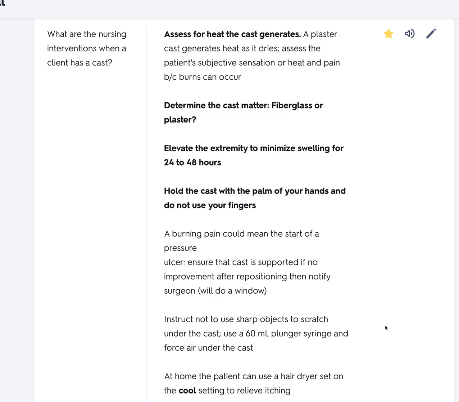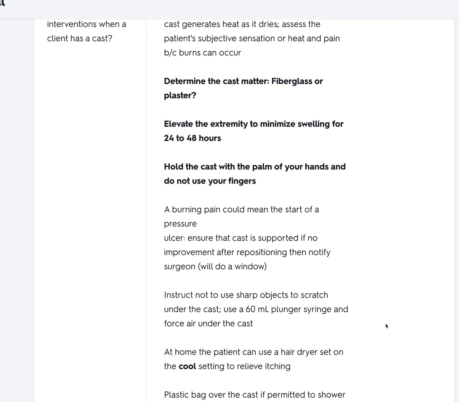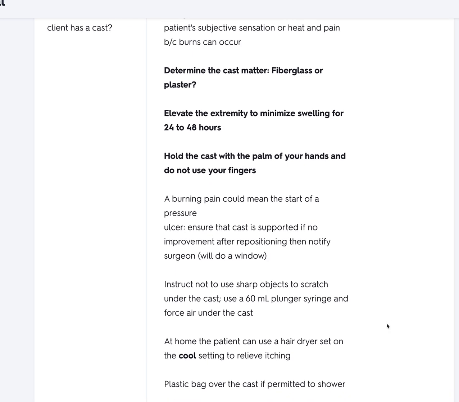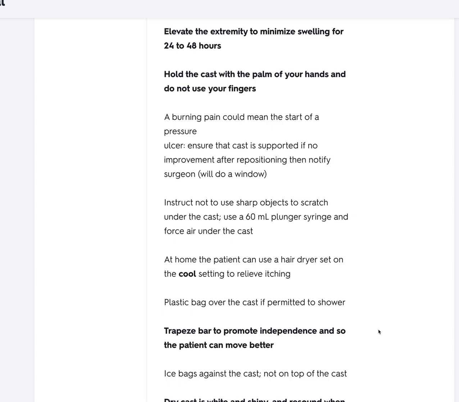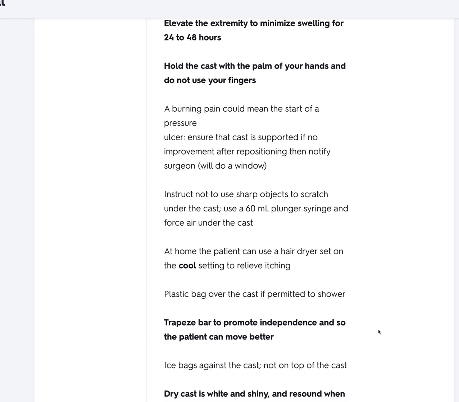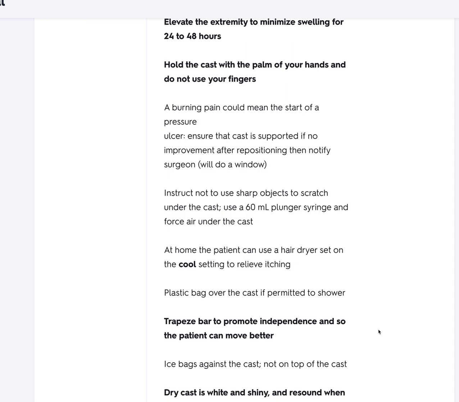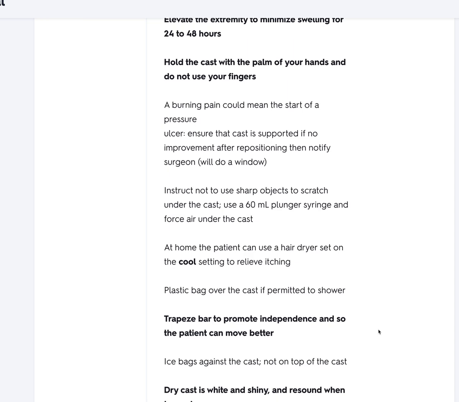You want to tell the patient not to put sharp objects in to scratch under the cast. They can take a 60 ml syringe and put air in it and push it through under the cast, and they can also use a hair dryer on a cool setting to relieve itching. You never want to put a plastic bag of ice over the cast. You want it not on top of the cast.